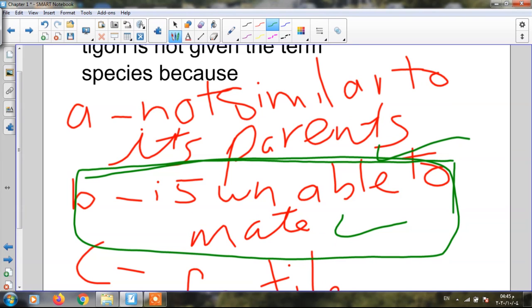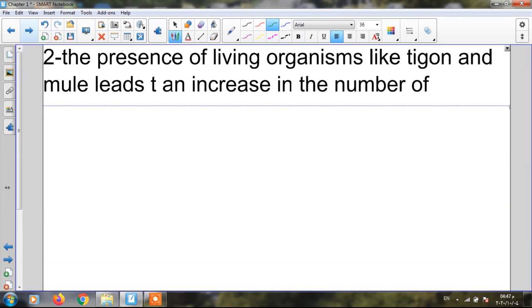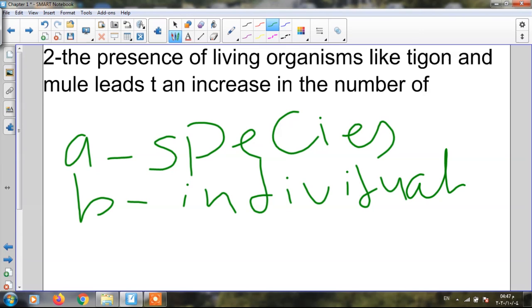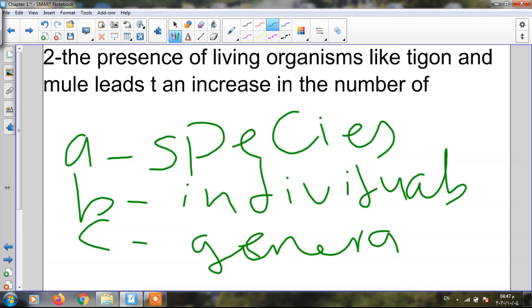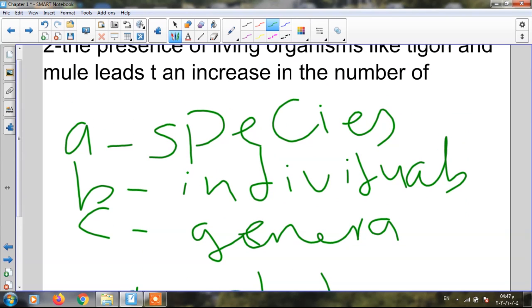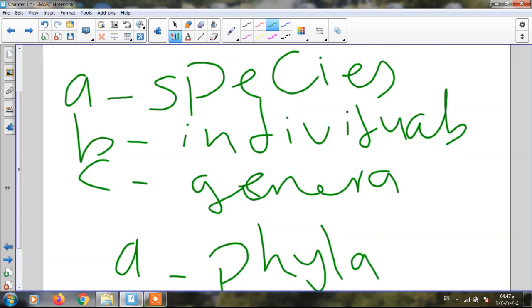Question number 2. Choose: the presence of living organisms like tiger and mule leads to an increase in the number of number A, species, number B, individuals, number C, genera, plural of genus, number D, phyla, which is plural of phylum. Which one is right? Species, individuals, genera, or phyla? The answer, of course, will be individuals. And this is all for today.